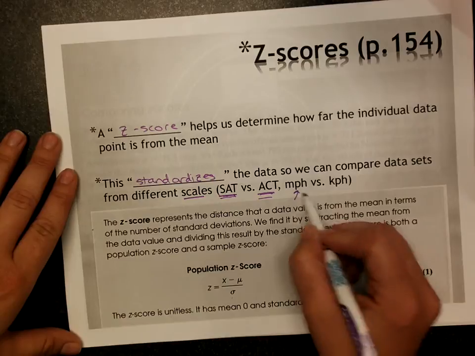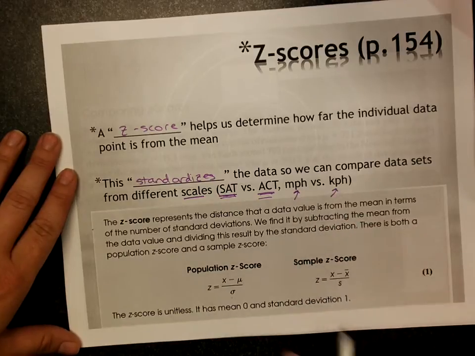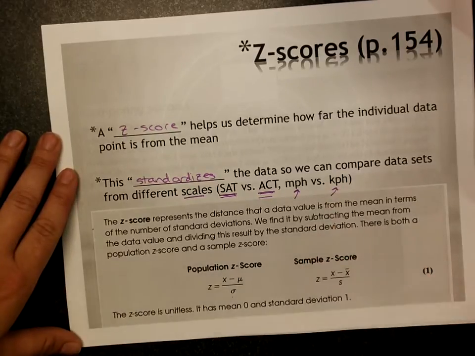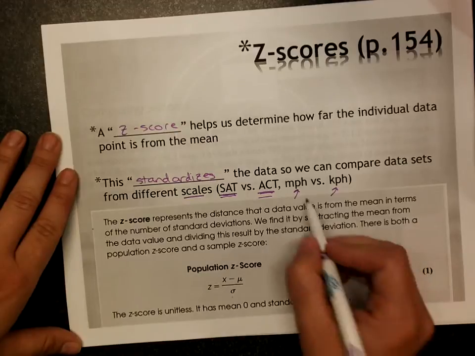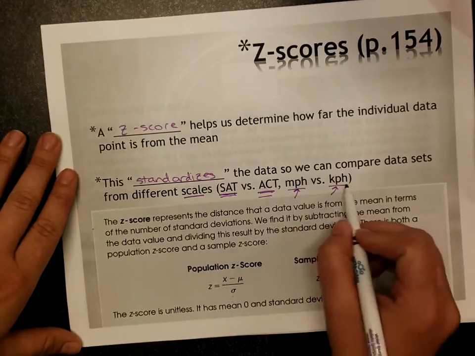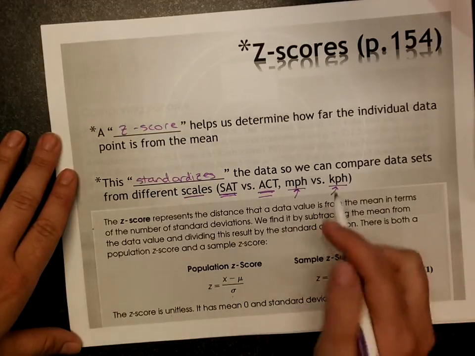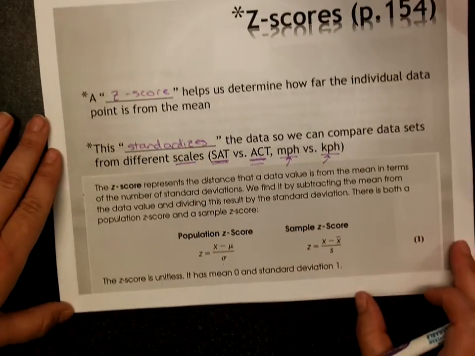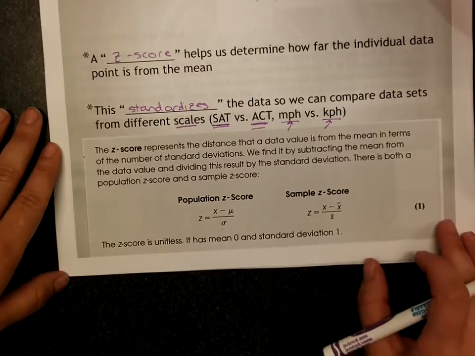Same thing with miles per hour versus kilometers per hour. If you're interested in your speed, I drove in a different country where kilometers per hour was the speedometer, and it was really confusing because I was used to miles per hour, and it's a different scale. So we can compare these if we use what's called a z-score. In the book, it kind of explains that.